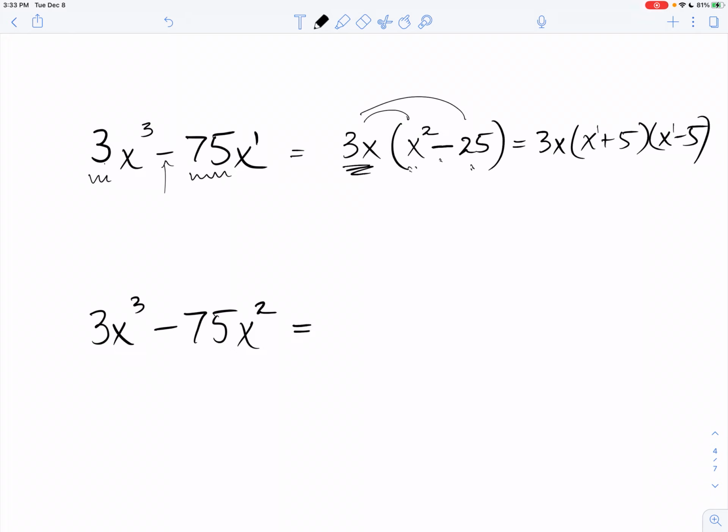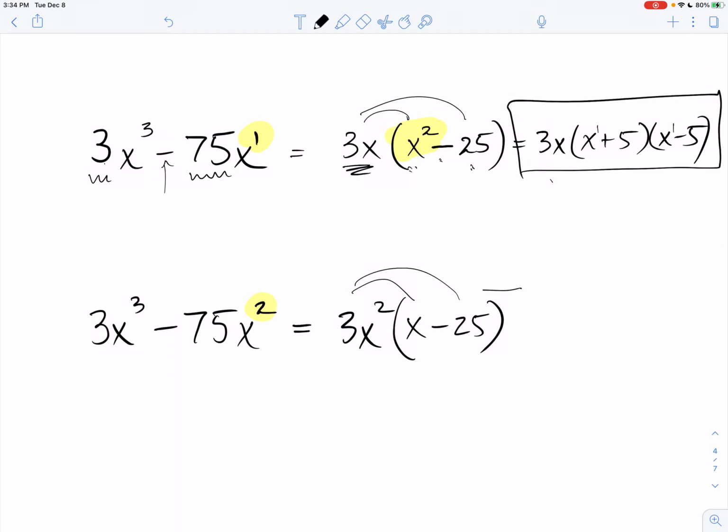Well, the bottom is the same question. No, it's not. This guy's got a 2. This guy only had a 1. So I can take out 3x squared in this one. Okay, big deal. I'm going to get an x minus 25. Oh, wait a minute. Do you see a squared here? No, you don't. I'm done. See, this one breaks up because there's a squared thing remaining. This thing stops. This guy's done. So both problems look similar, but they are definitely not the same answer.